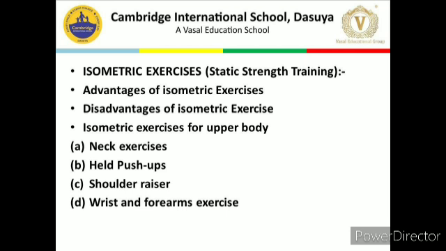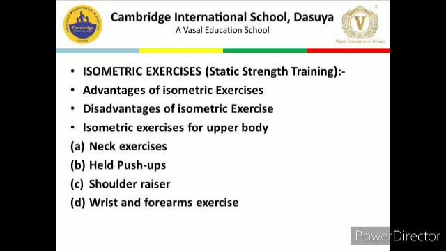Next are isometric exercises for the upper body. Isometric exercises for the upper body are as follows. First is the neck exercise. Hold your head up straight in the neutral position. Take your right hand and place it on the right side of your head as you gently push your head to the left. Tighten your neck muscles to resist the push. Resist for 5 seconds. Relax and perform with the left hand.